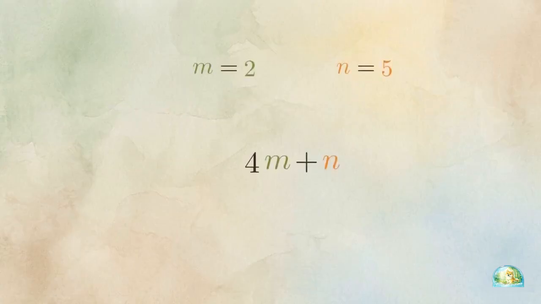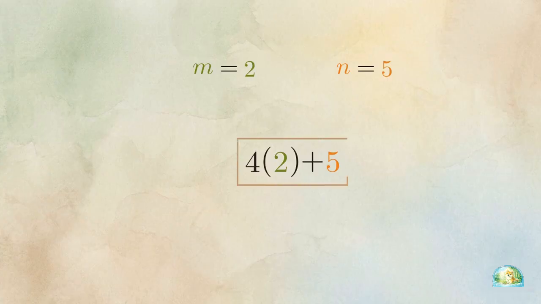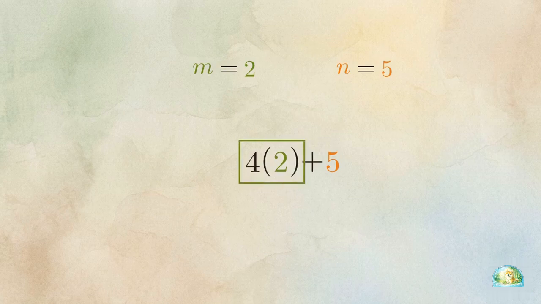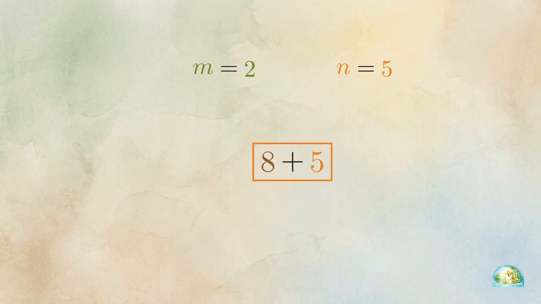Let's verify your work. 2 replaces the m, and 5 replaces the n, making the expression 4 times 2 plus 5. Following the order of operations, we calculate 4 times 2 to get 8. Finally, we add 8 and 5 to reach 13.